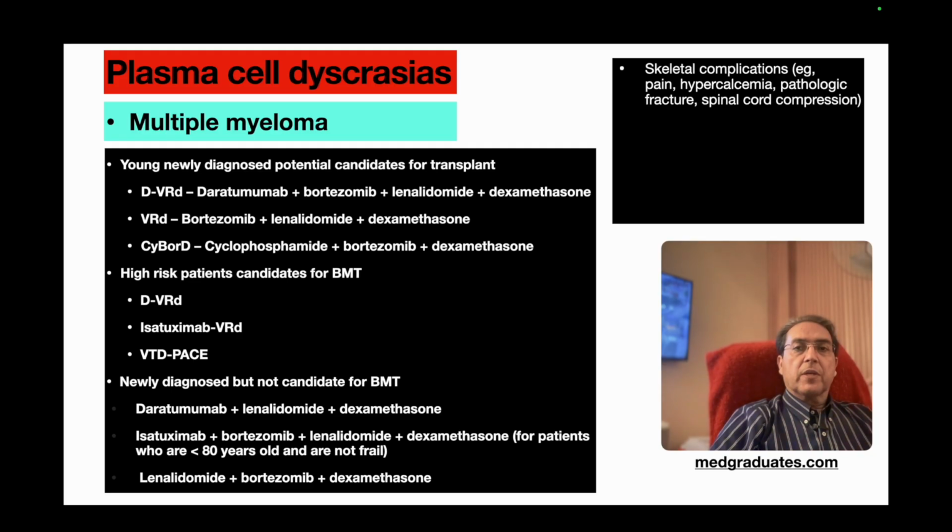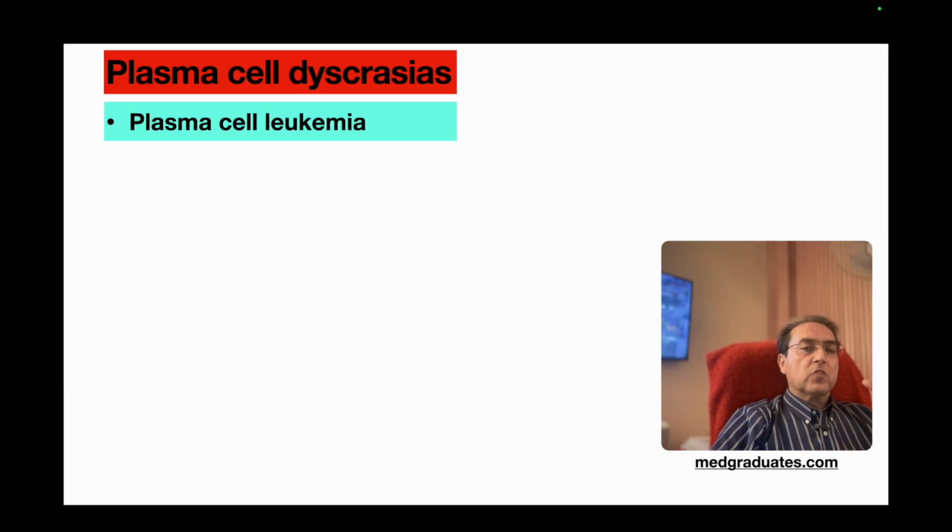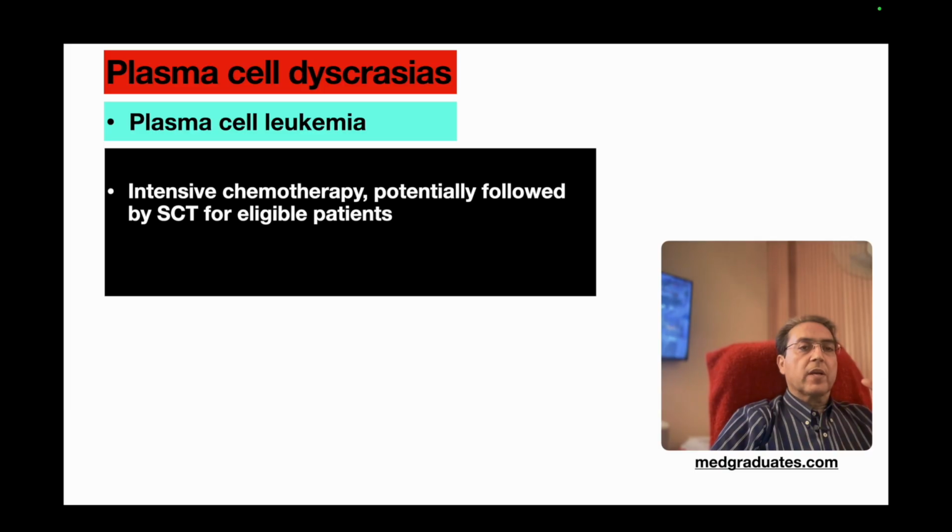Then you have to treat the complications, for example, skeletal abnormalities, hypercalcemia, pathological fracture, spinal cord compression, control of infections, treating the anemia, acute kidney injury if there is any, and amyloid as per the involvement of the organ. And then you've got plasma cell leukemia, which is a very uncommon disorder. You may require intensive chemotherapy, potentially followed by stem cell transplant for eligible patients, and immunotherapy and targeted therapies are other options. So these are the treatment options for patients who have plasma cell dyscrasias.